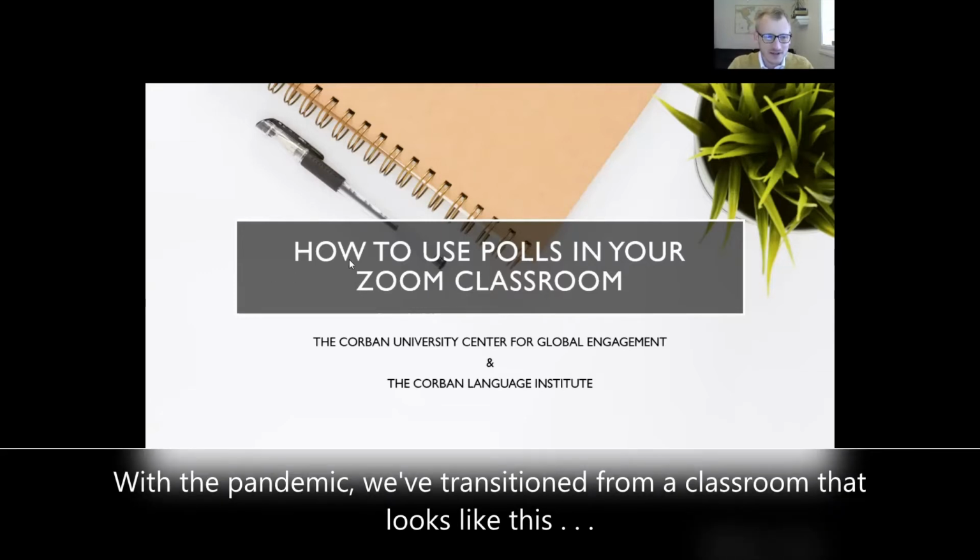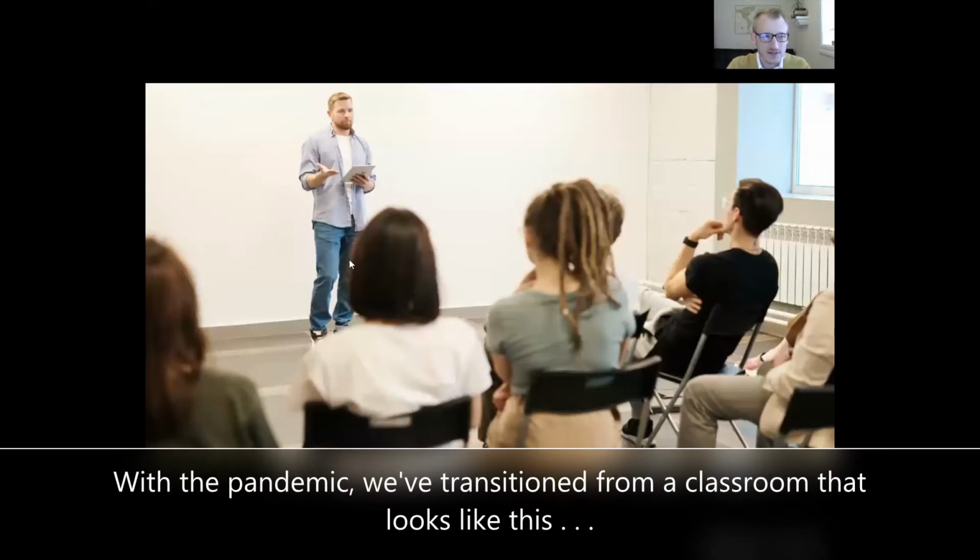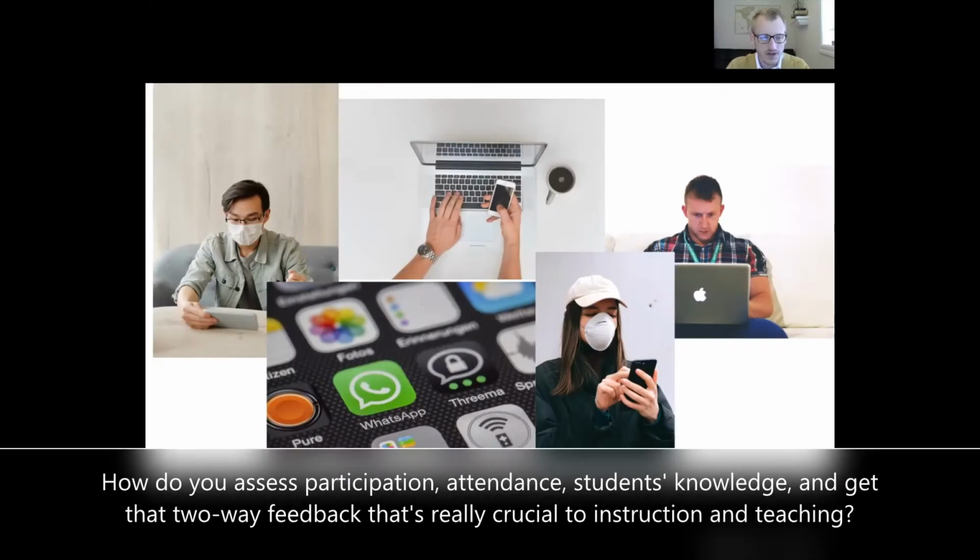With the pandemic, we've transitioned from a classroom that looks like this. How do you assess participation, attendance, students' knowledge, and get that two-way feedback that's really crucial to any kind of communication, but especially with instruction and teaching?